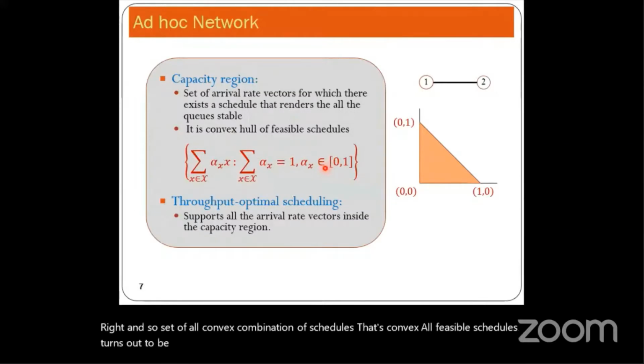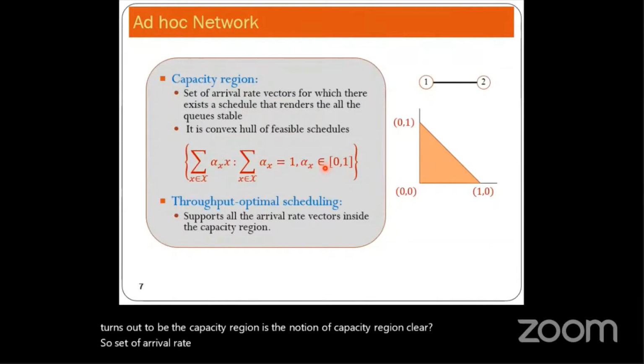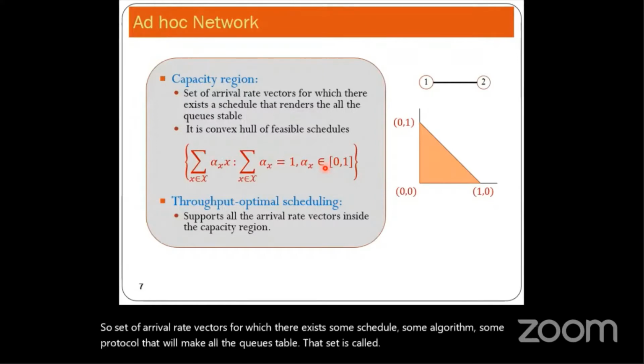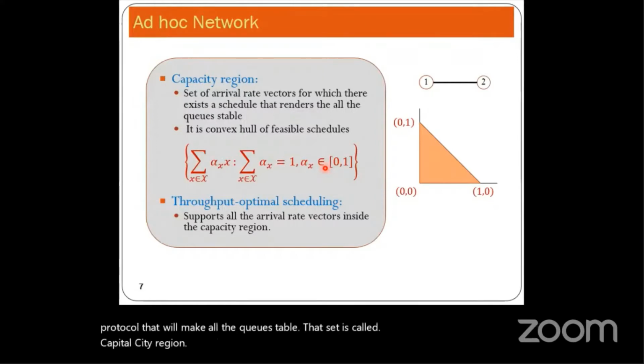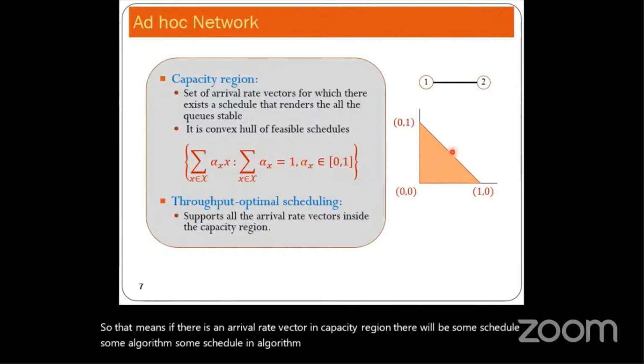capacity region. Is the notion of capacity region clear? So it is the set of arrival rate vectors for which there exists some schedule, some algorithm, some protocol that will make all the queues stable. That set is called the capacity region. So that means if there is an arrival rate vector in the capacity region, there will be some scheduling algorithm that will make the queues stable, right?